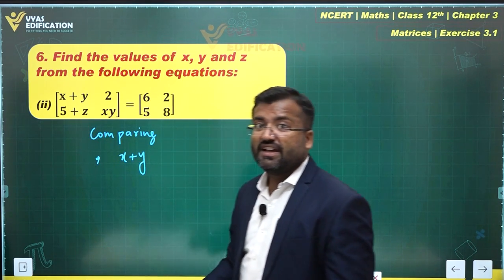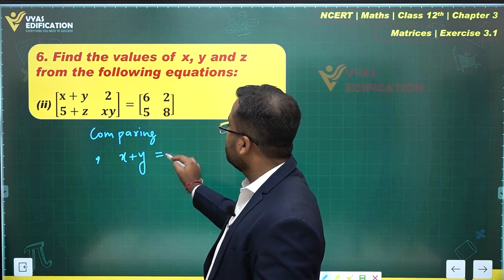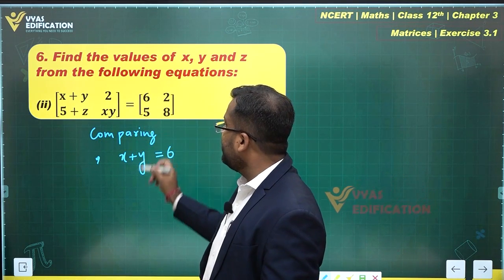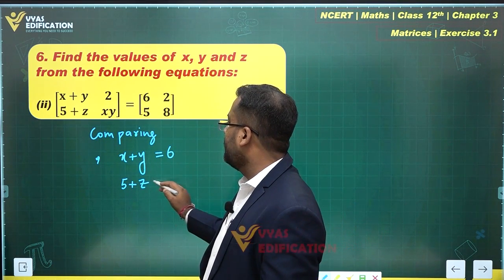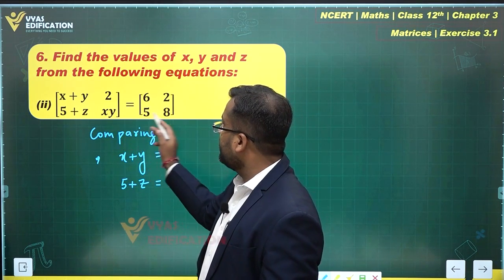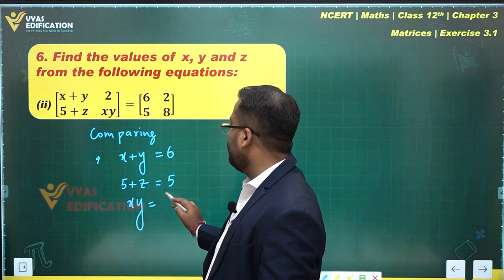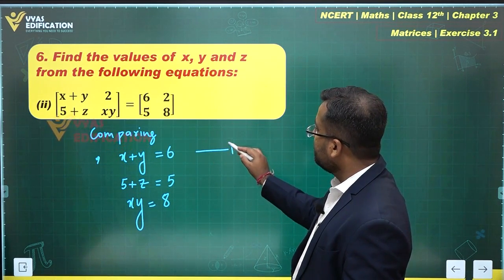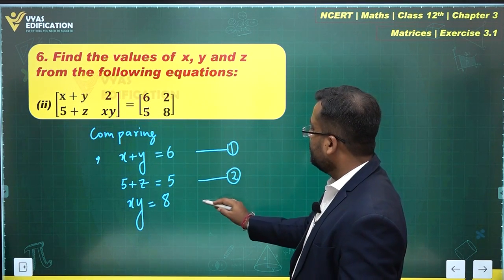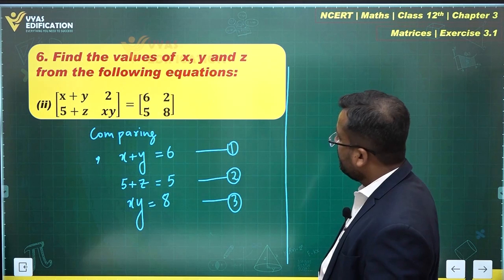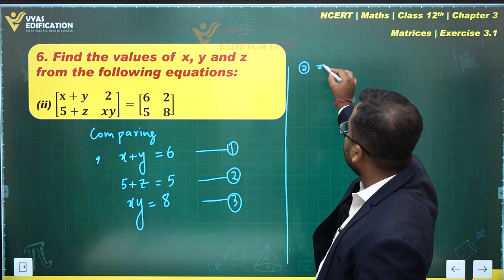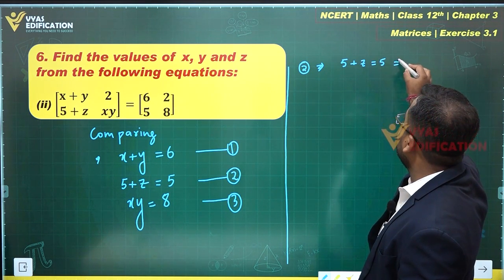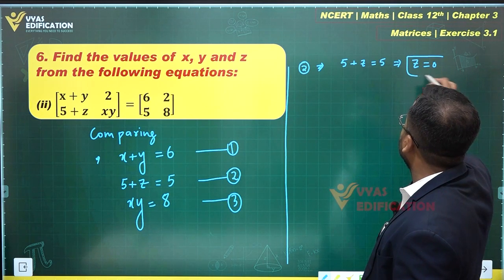Comparing implies x plus y, A11, will be equal to 6. 2 is already equal to 2. Let's not write that. That's not important. 5 plus z equals 5. And the product xy is equal to 8. These are the three conditions, and this is equation number 1, this is equation number 2, this is equation number 3, let's say. So from equation number 2, we get 5 plus z equals 5 implies z equals 0.